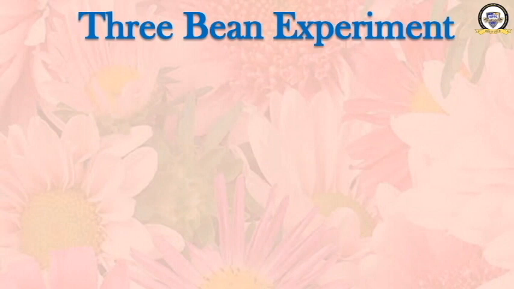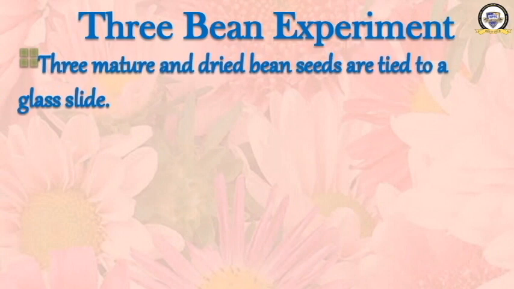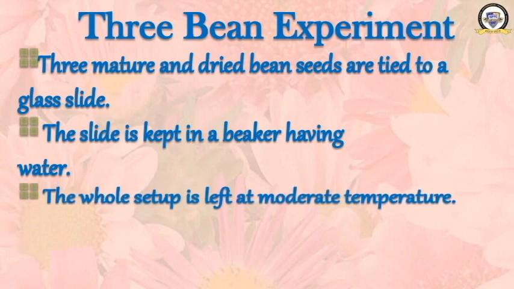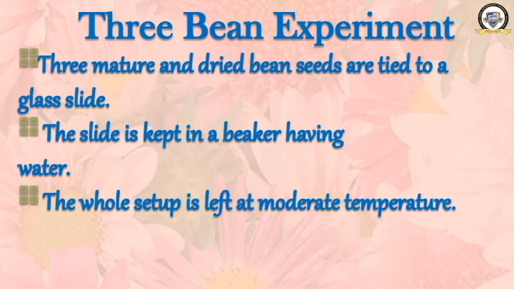Okay, moving ahead to an experiment which is known as the three bean experiment. We will see how the germination process happens and whether it is possible everywhere in all circumstances or not. Three mature and dried bean seeds are tied to a glass slide. You will see the picture, then you will understand more. The slide is kept in a beaker having water. The whole setup is left at moderate temperature.